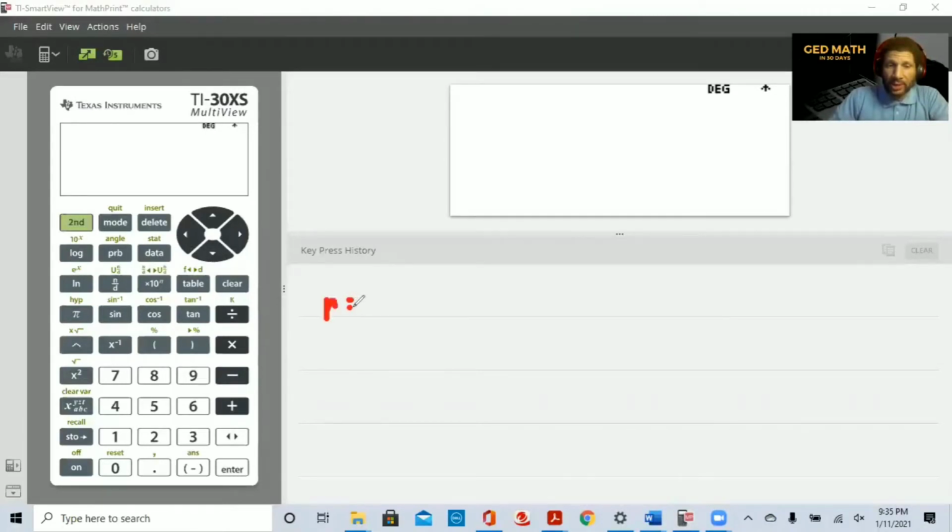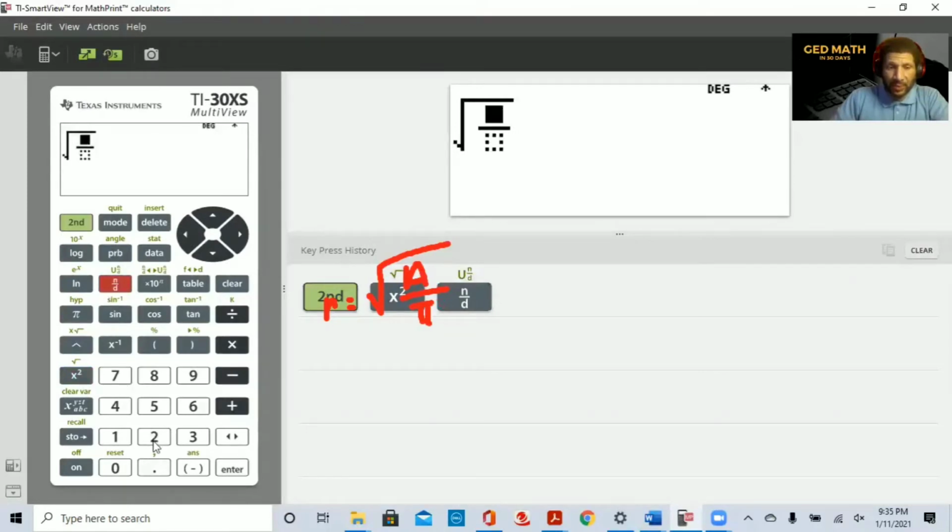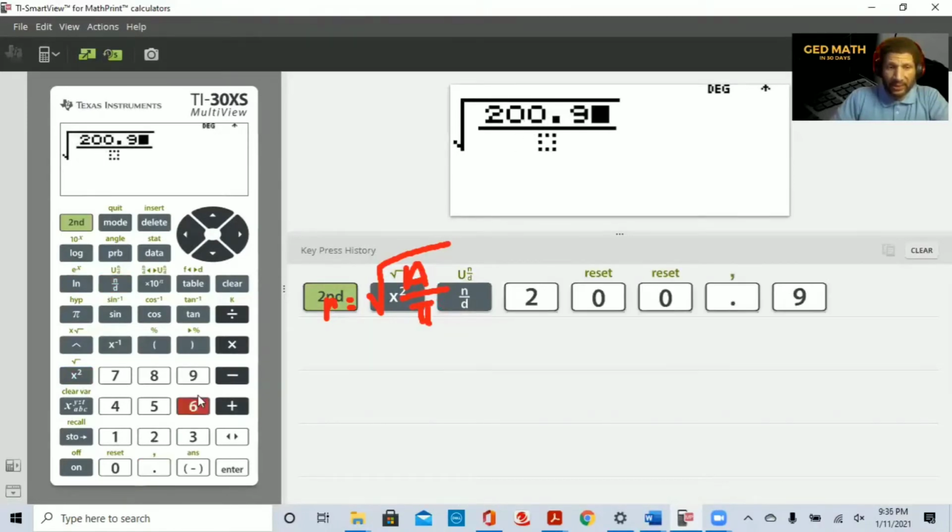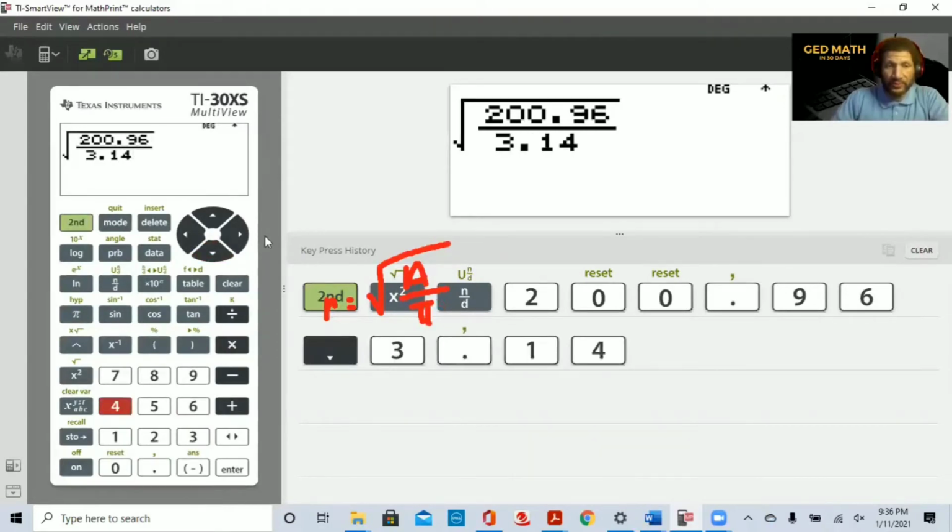R is equal to the square root of the area divided by pi. So we're going to go to our calculator. We're going to hit second, then our square root button, then 200.96. We're going to divide that by 3.14.